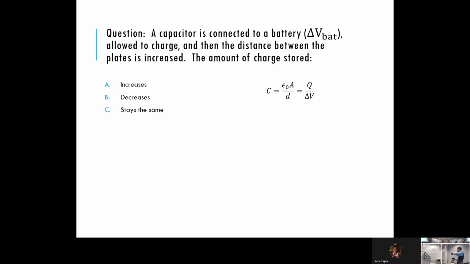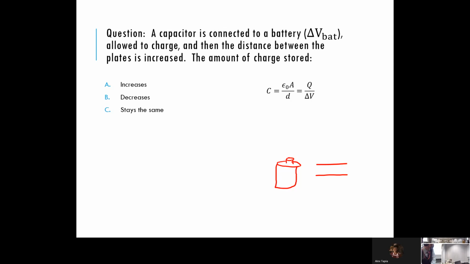Wait, so the battery keeps the electric potential the same? Yeah, exactly. So let me draw a picture here. Let's say here's my capacitor, the two plates on my capacitor. And for lack of a better drawing right now, I will just put in a battery.